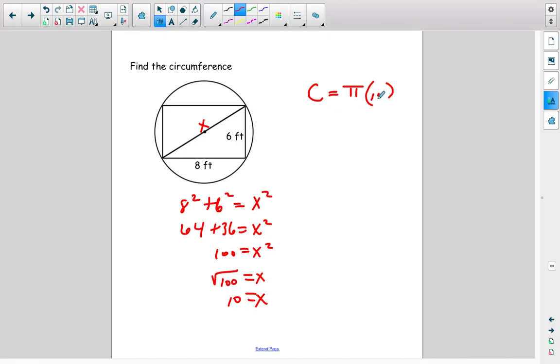So this is going to be 10 pi. I'm just going to switch the order. Typically, we'll put 10 before the pi. We'll put the number before the pi. This is in feet. So this is your answer if I was asking for exact.